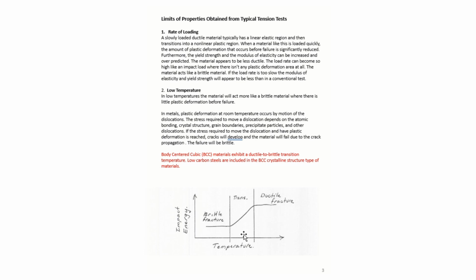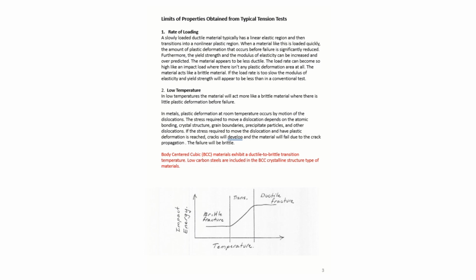So the limits of properties obtained from typical tension tests depend on several variables of the test, and we're going to talk about some of those now. The first one we're going to talk about is the load rate. A slowly loaded ductile material typically has a linear elastic region and then transitions into a non-linear plastic region. And you've all seen this before. This is kind of what we're used to.